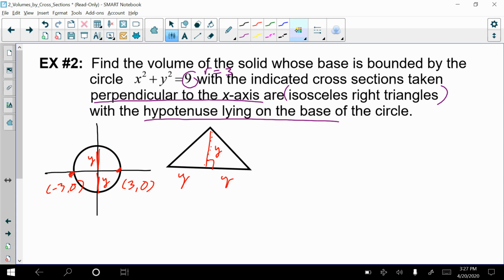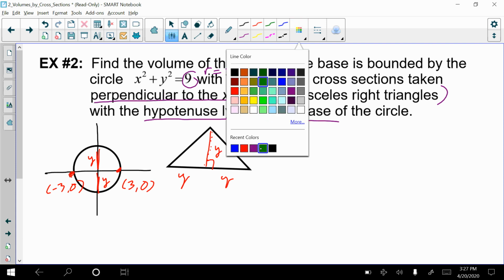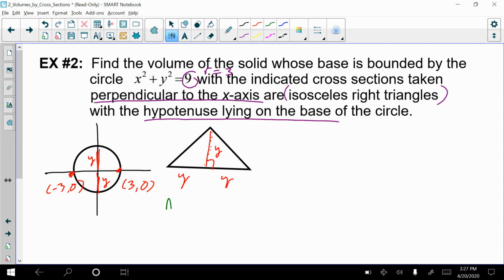So let me pick another color here, and we'll look at the area. The area of the triangle is 1/2 times the base times the height. Well, if I solve the equation of the circle in terms of y, y is equal to the square root of 9 minus x squared.